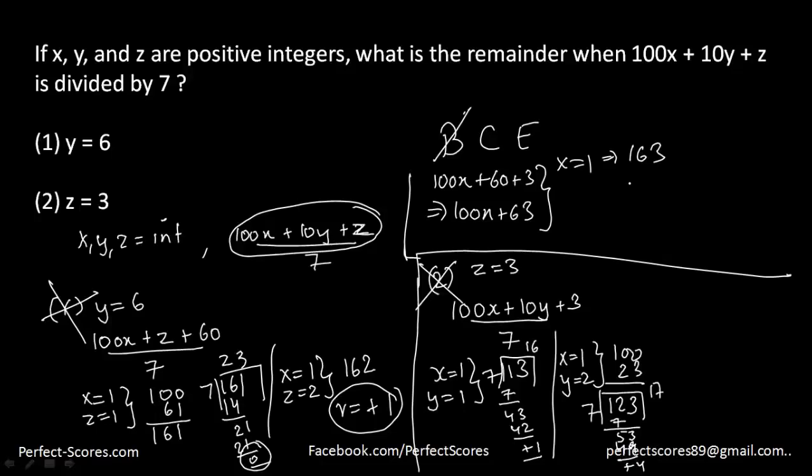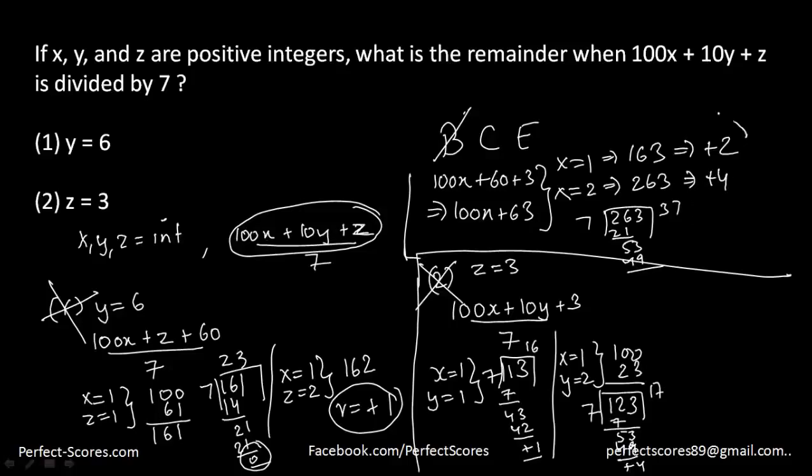We already know that the remainder from 163 is gonna be plus 2 because we know that it's divisible by 161. And if I plug in x is equal to 2, then it's going to become 263. And this 100% is going to give me a different remainder. Even if you want to double check it, you can do that. 7 times 3 is 21 and 53. And 7 times 7 is 49. So from here, I will get a plus 4 remainder. Different remainders, even by combining, that means C is gone. Hence, E is my answer.